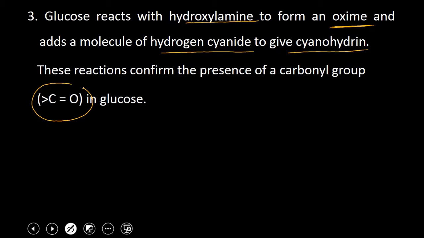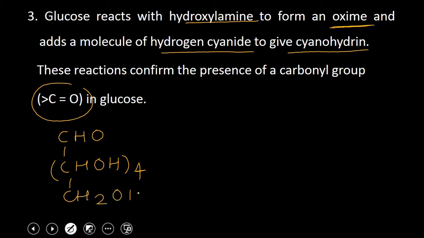First I'll write the structure of glucose here, CHO, CHOH whole 4, CH2OH. So this is glucose. Then I am writing its reaction with hydroxylamine. Hydroxylamine is NH2OH. So children, how to learn this reaction with hydroxylamine?